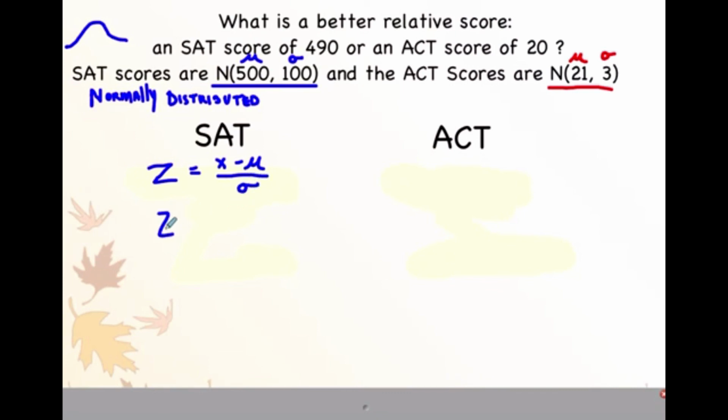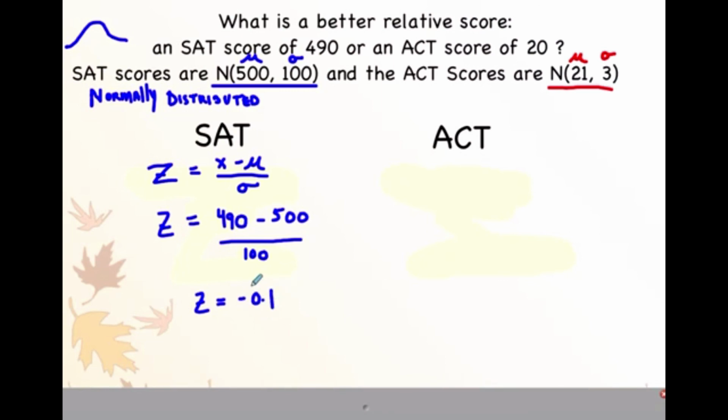Okay, the score that the person got on the SAT was a 490. So we put that in for X. The mean for everyone in the whole population is 500. And then the standard deviation is 100. Okay, so type that in your calculator. And you're going to get negative 0.1.